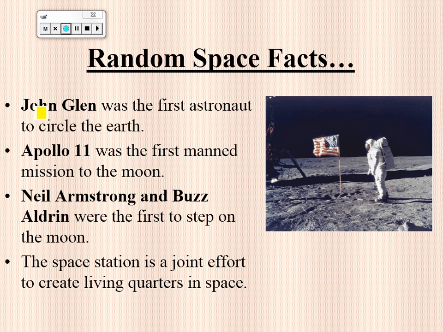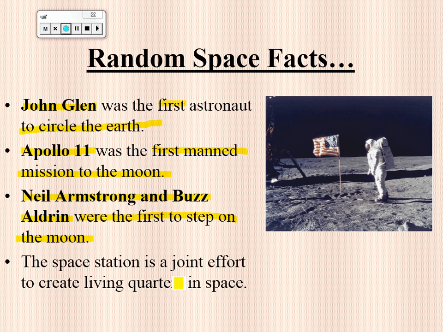Okay, John Glenn is the first person to circle the Earth. So we're going to put first to circle the Earth. Apollo 11 is the first manned mission to the moon. They were in the module Eagle, which is where we get the Eagle has landed comment from. Neil Armstrong and Buzz Aldrin are not the only ones on there, but they were captain and co-captain, and they were the first to step on the moon.